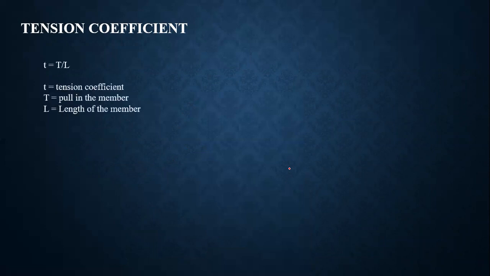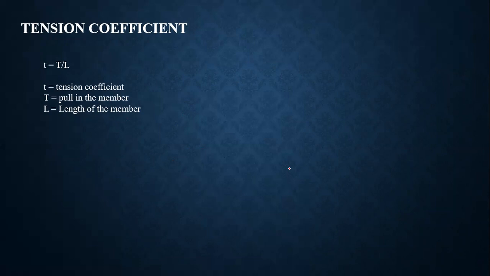Tension coefficient. The tension coefficient for a member of a frame is defined as the pull or tension in that member divided by its length. So small t is equal to capital T upon L. Small t is the tension coefficient, T is the pull in the member, L is the length of the member.